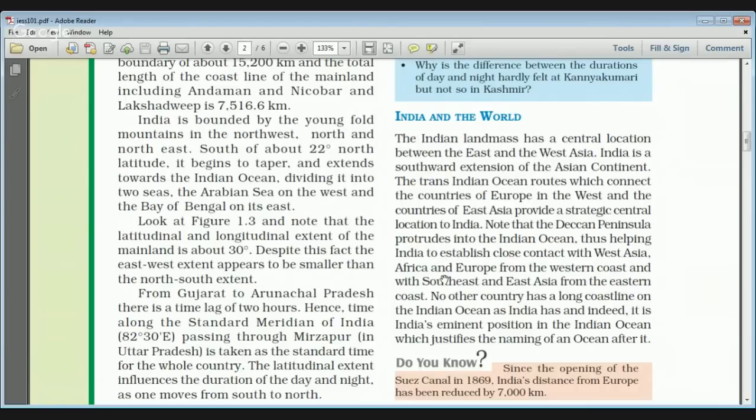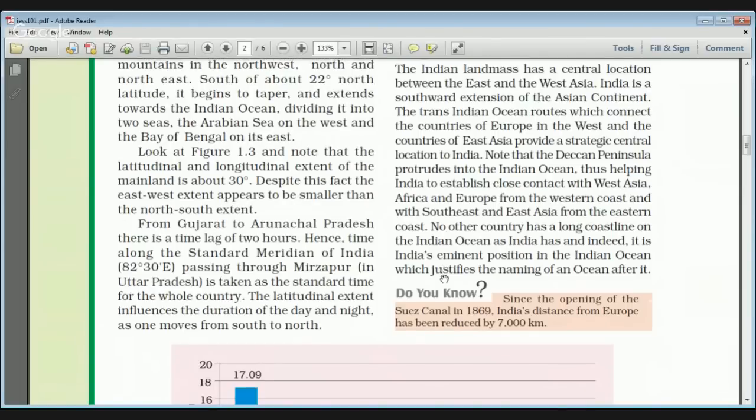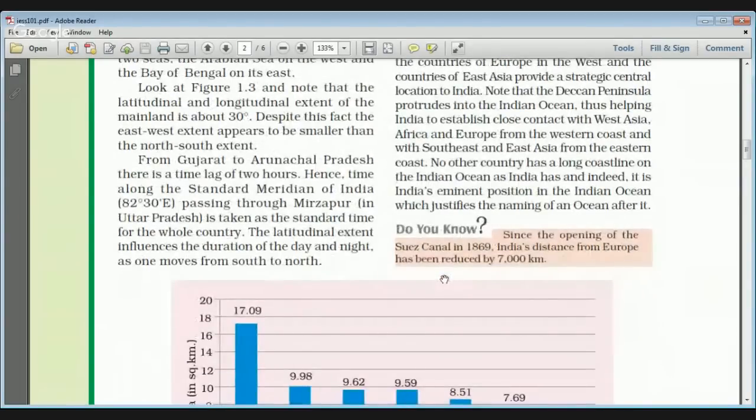region of India. And if you see, south of 22-degree north latitude, it begins to taper and extends towards the Indian Ocean, and it divides the Indian Ocean into two seas. The Arabian Sea is on the west side of India, and the Bay of Bengal is on the east side of India. And this fact I have already told you, that the longitudinal as well as the latitudinal extent of the mainland is about 30 degrees.